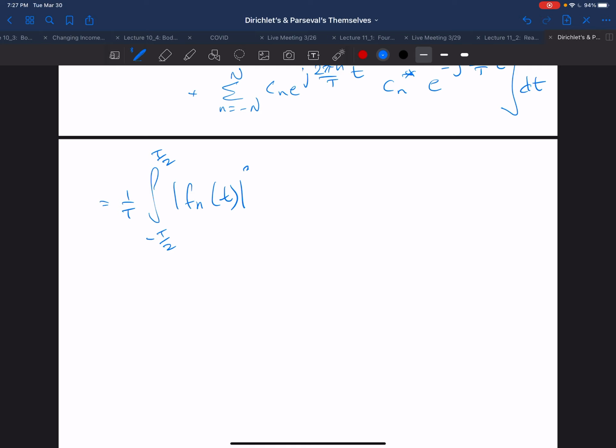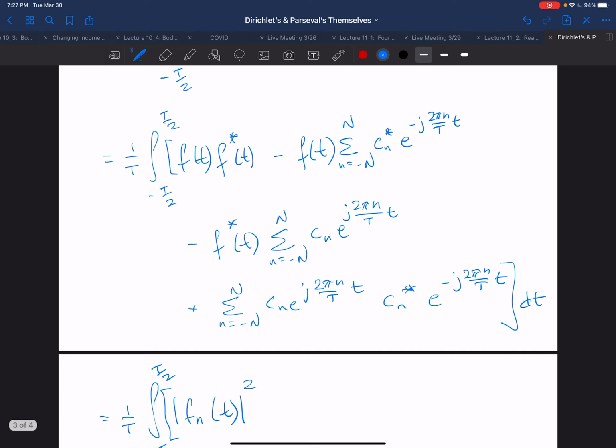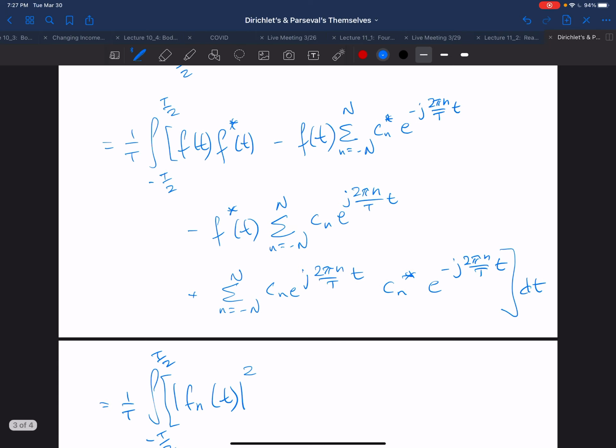If we multiply f of t by its complex conjugate, we just get its modulus squared. Then what will we get for these cross terms? Well, if we bring the f of t inside this finite sum, we see we're multiplying f of t by this complex exponential, e to the minus j 2 pi n over capital T times t. And then we're going to integrate from minus T over 2 to T over 2 and divide by T.